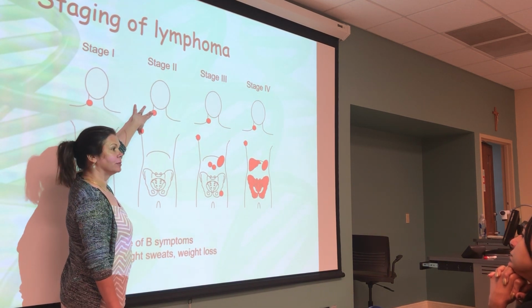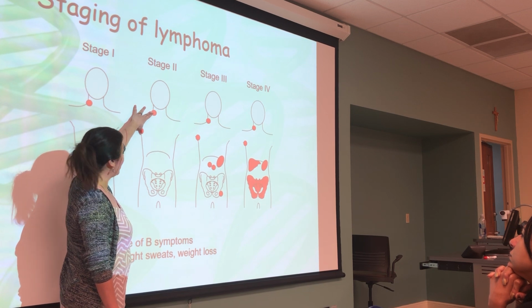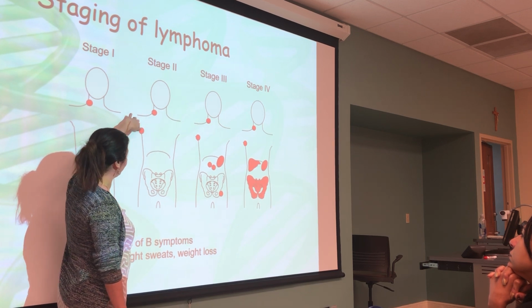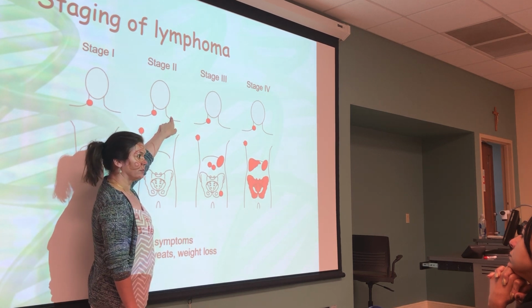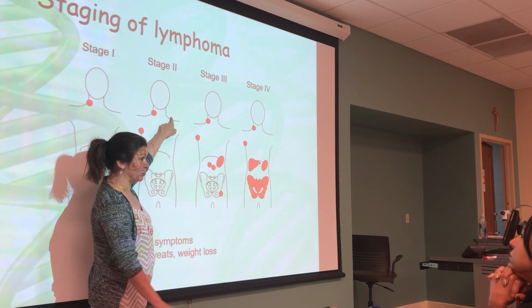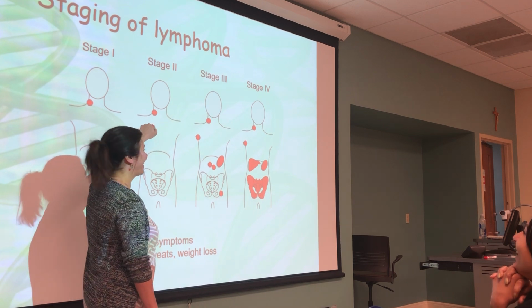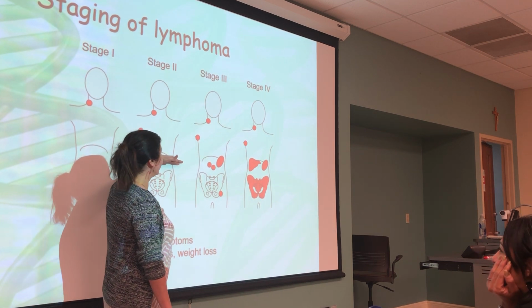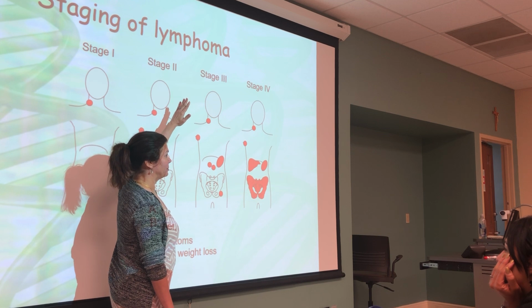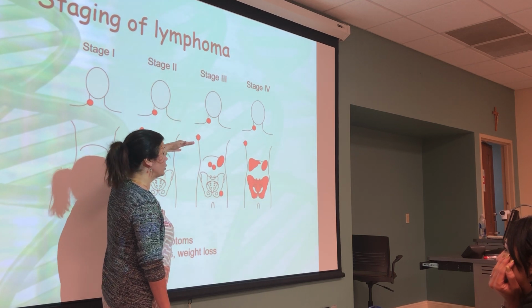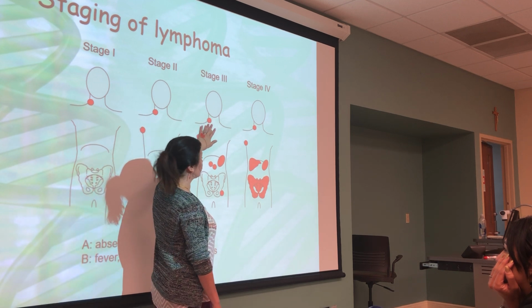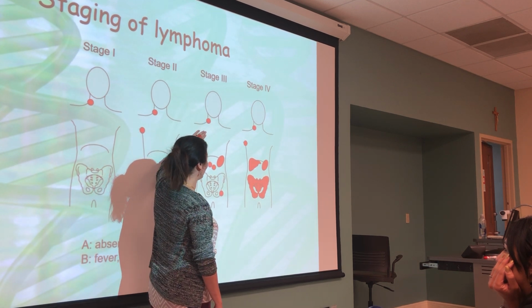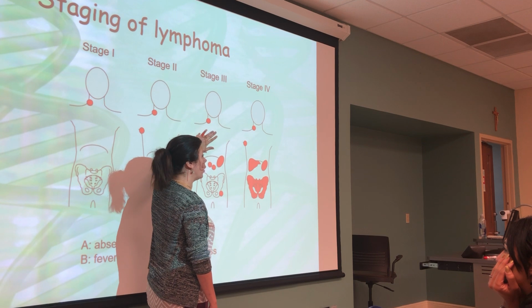Stage 2, 2 nodules. Now, what about if the nodule, instead of being on the same side, is on the other side? Stage 2. I know that question was coming. But it's still above the diaphragm. Okay? Remember, it's important to know if it's above or below. Okay? Stage 3, forget about this. It could be 2, 3, whatever.